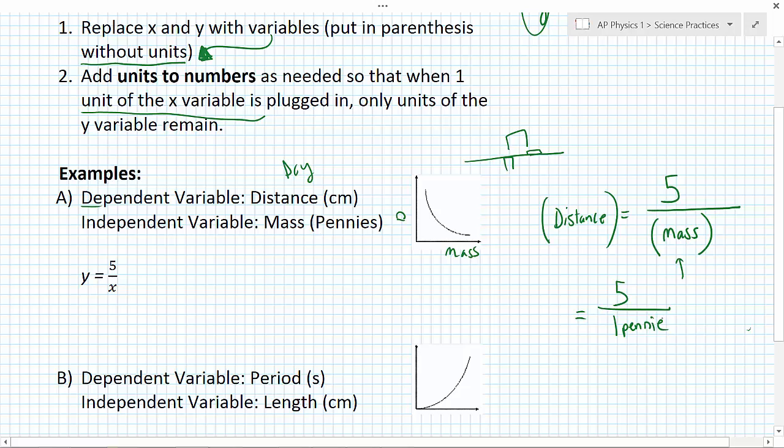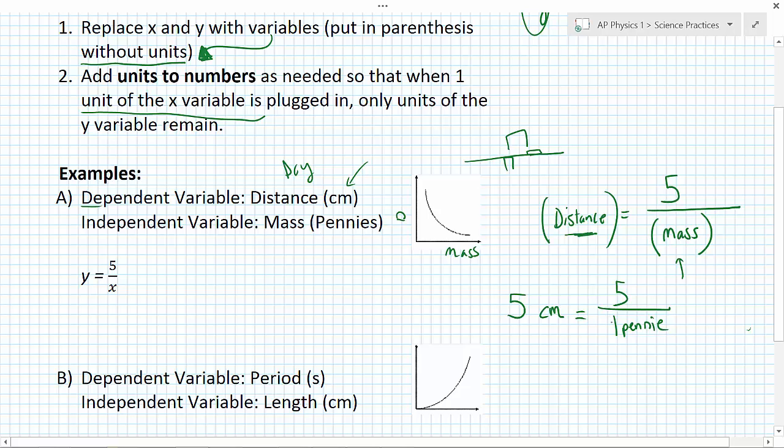This is supposed to, after I plug this into the function, give me some distance here. And now we're going to try to figure out what this distance unit is going to be. It's got to be centimeters. So when I plug something in for mass, I plugged in a penny, I'm going to get some value here in centimeters. Now 5 divided by 1 is 5.